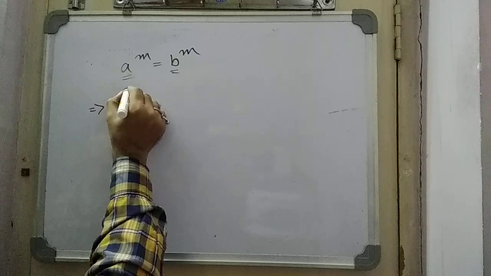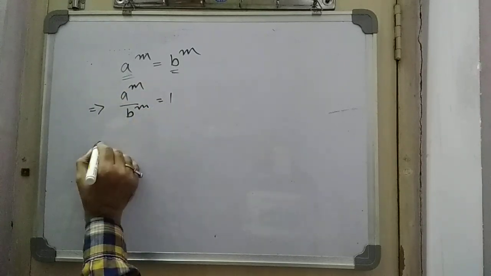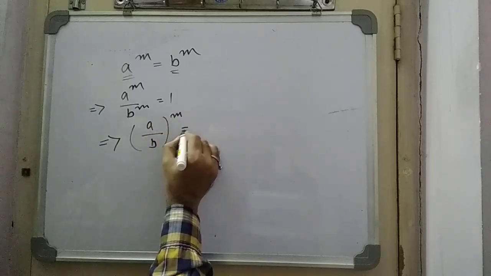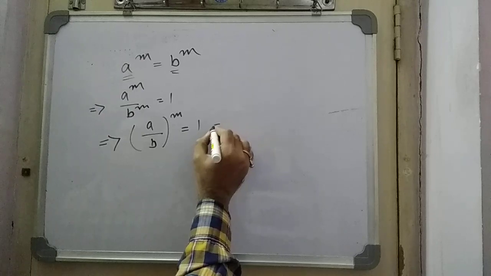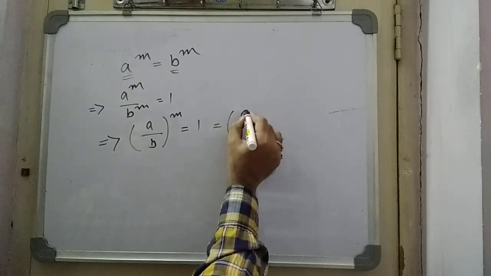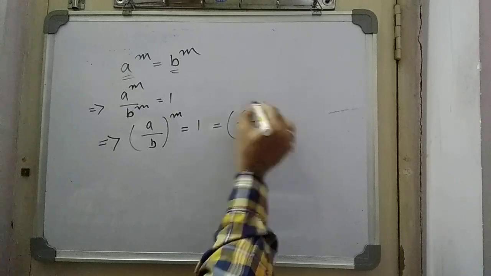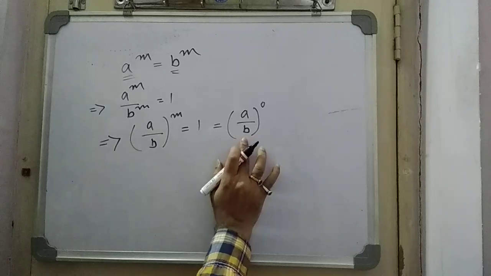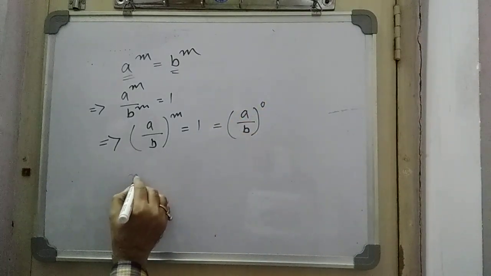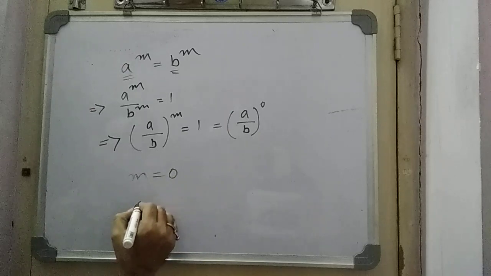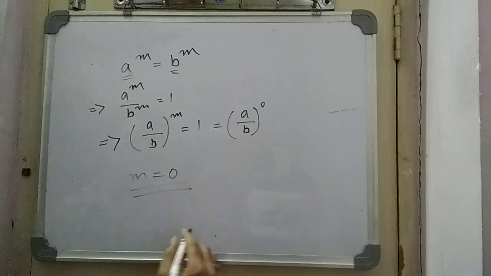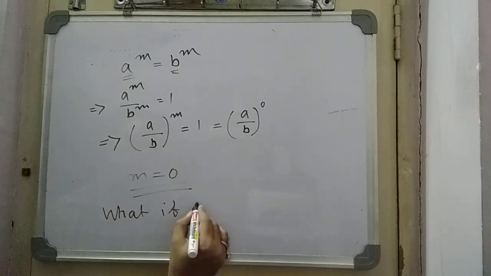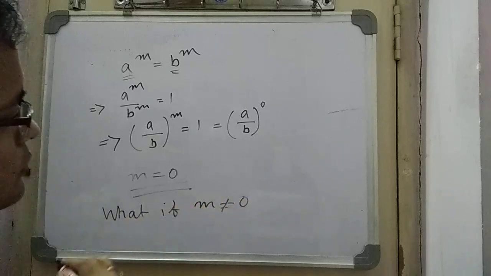We will write it like a to the power m by b to the power m equal to 1, which implies a by b to the power m equal to 1, and we know 1 is any number to the power 0. So for comparison purposes we kept this as a by b to the power 0. So m can be 0. What if m not equal to 0? So we'll find that.